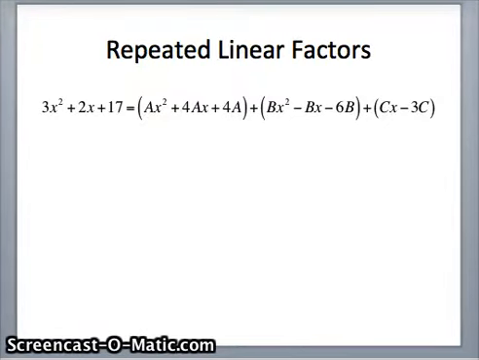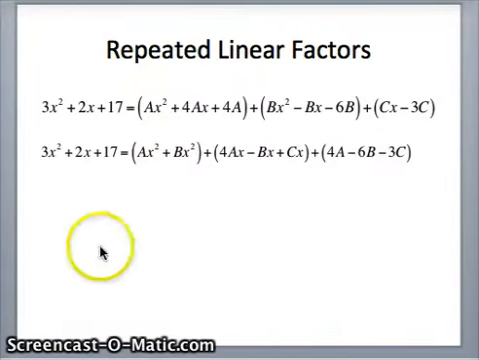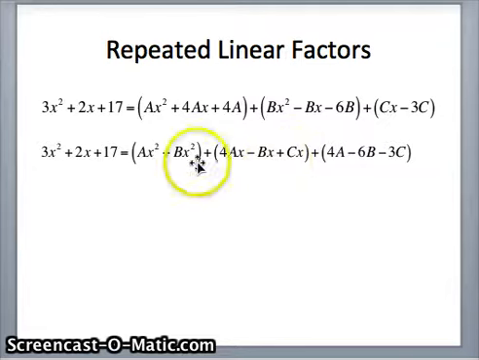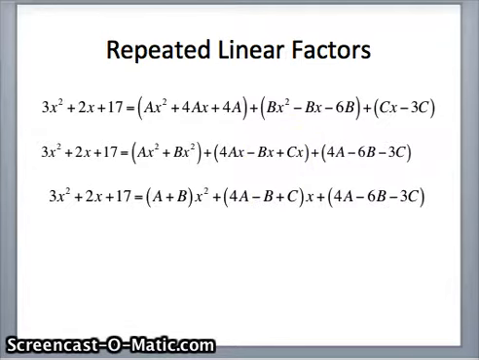So as we do that, it looks like this. Now let's factor out the x squared here, so that'll be A plus B times x squared. Factor out the x here, 4A minus B plus C times x. At this point we will notice the coefficient on the x squared on the left is 3. The coefficient on the x squared on the right is A plus B. So A plus B equals 3.